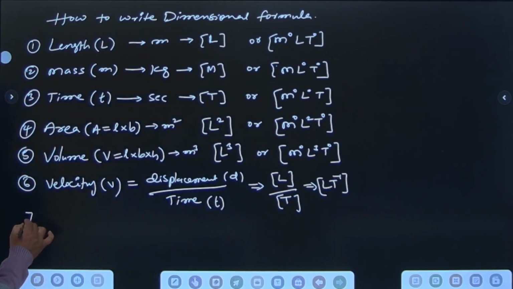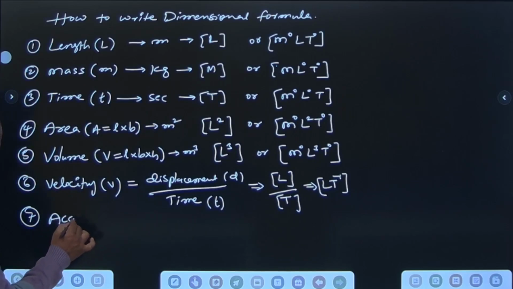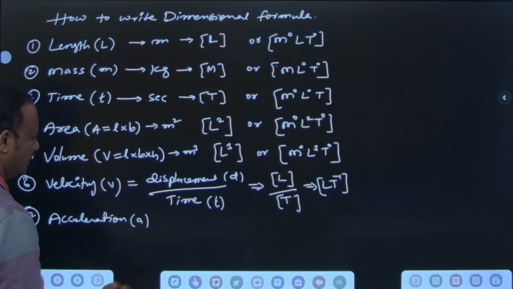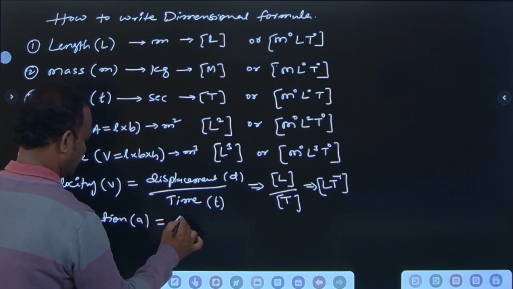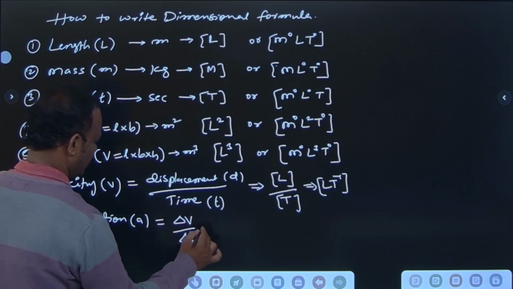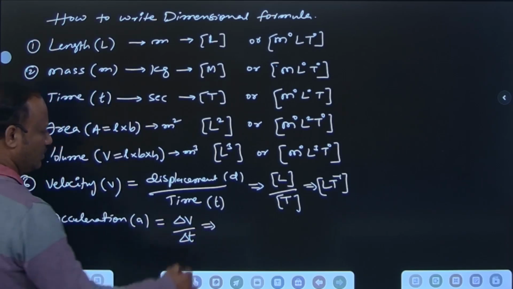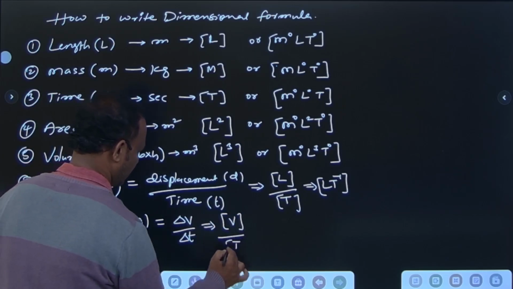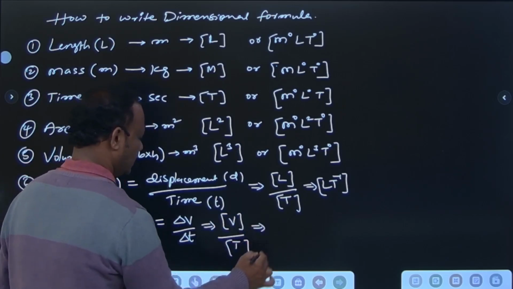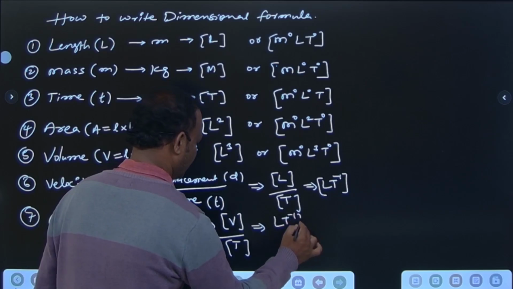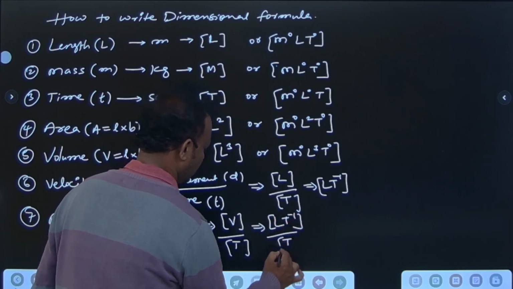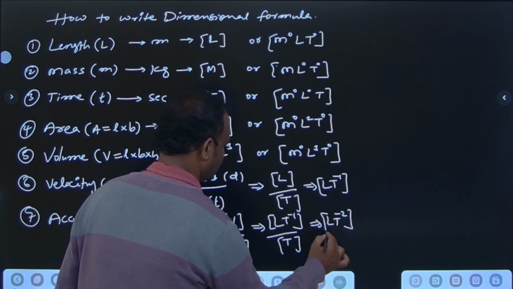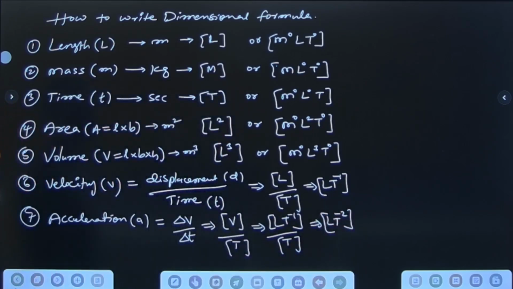Like the seventh one, if you write about acceleration, okay. So acceleration is A. A means change in velocity by time. Change in velocity means velocity only. What is the dimension formula of velocity, by the dimension formula of time? Dimension formula of velocity is L T to the power of minus 1, by T. We can write as L T power minus 2. Okay. This is for acceleration.